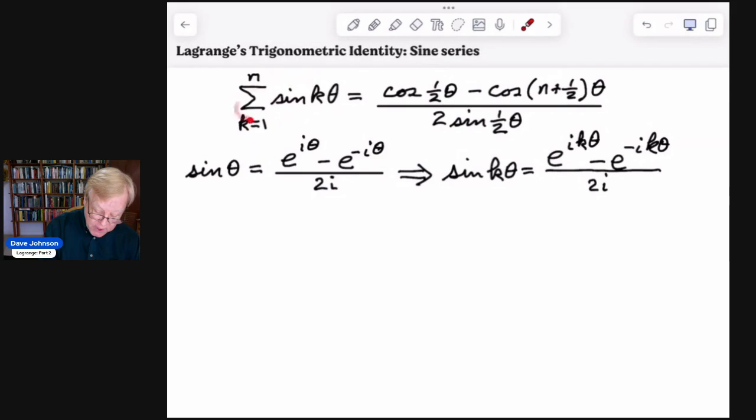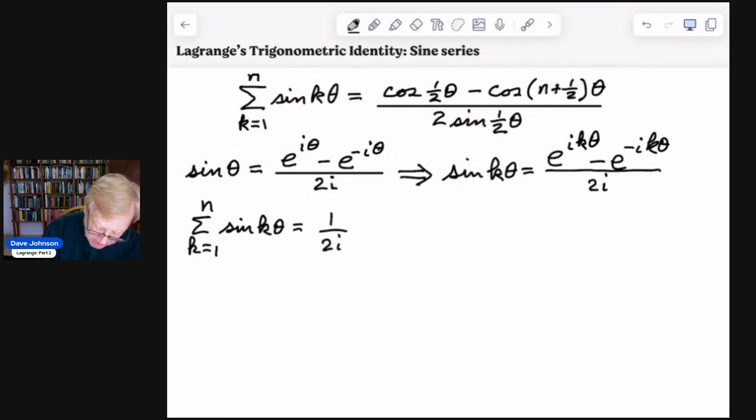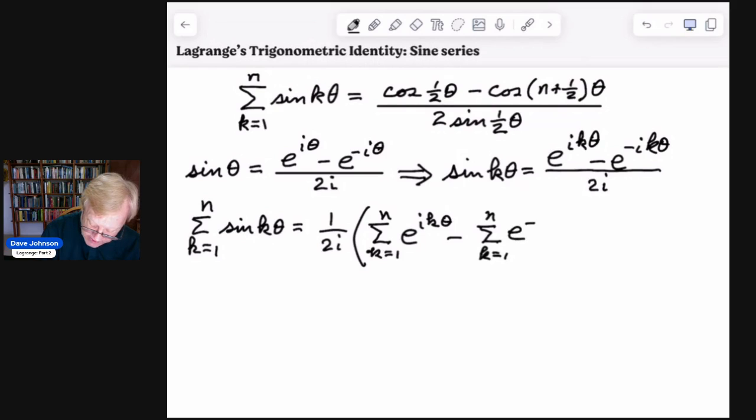And why are we doing that? Well, because we want to derive something that's equivalent to this left side. And so if we can sum the sine k theta and go through the algebra and get that expression, that's what we want to do. So I'm going to write summation k equals 1 to n of sine k theta is equal to, now I'm going to go ahead and distribute the sum. And I'm going to first pull out the 1 over 2i just to make things a little easier. So then this becomes sum k equals 1 to n of e to the i k theta minus sum k equals 1 to n of e to the negative i k theta.